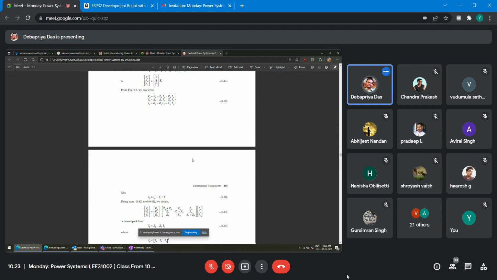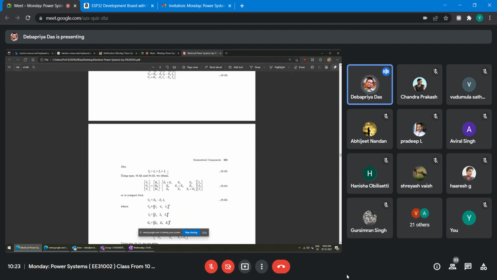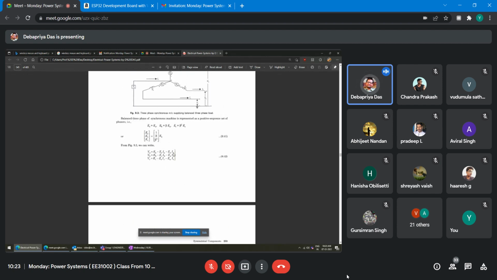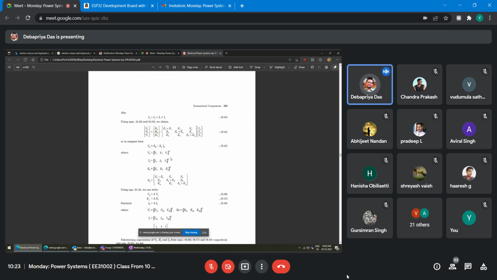So what you do, you substitute In is equal to IA plus IB plus IC here, here also, and here also, and simplify. Therefore, VA, VB, VC is equal to this one, and after simplification you can write this matrix into IA, IB, IC, because you have substituted In is equal to IA plus IB plus IC. Or in compact form, you can write VP is equal to EP minus ZP IP.